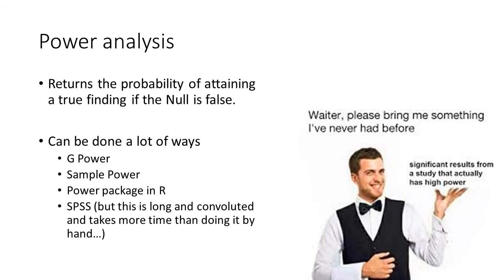The power analysis simply returns the probability of attaining a true finding if the null is false. And so you can do this a lot of ways. You can do it in GPower, which we're going to talk about. Sample Power is SPSS and IBM's answer to GPower. It's got benefits, but honestly, it's very limited compared to GPower.